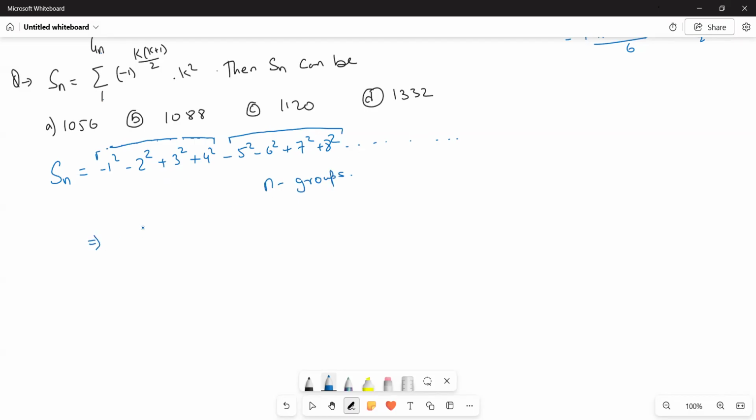Now we solve them in this way. Let's say we pair the terms at equal distances, 3 square minus 1 square plus 4 square minus 2 square. ये एक ग्रुप में हो गया. And then we'll have 7 square minus 5 square plus 8 square minus 6 square. ये second group हो गया. And the rest will follow in the same way.